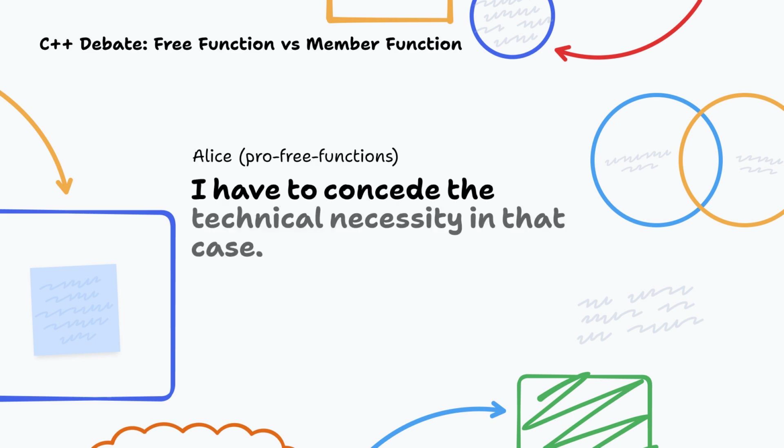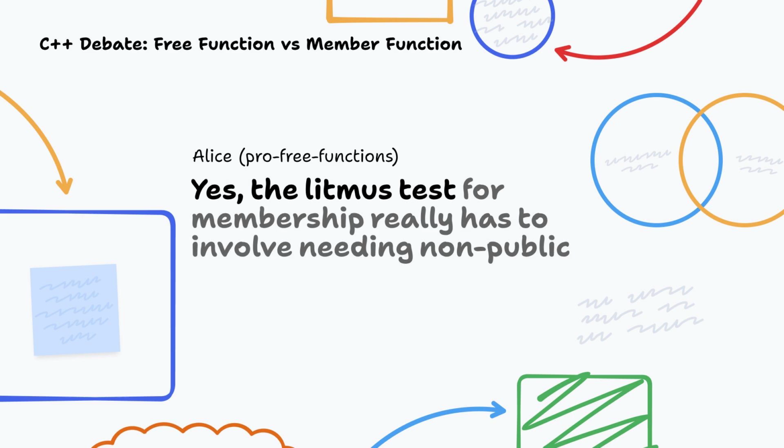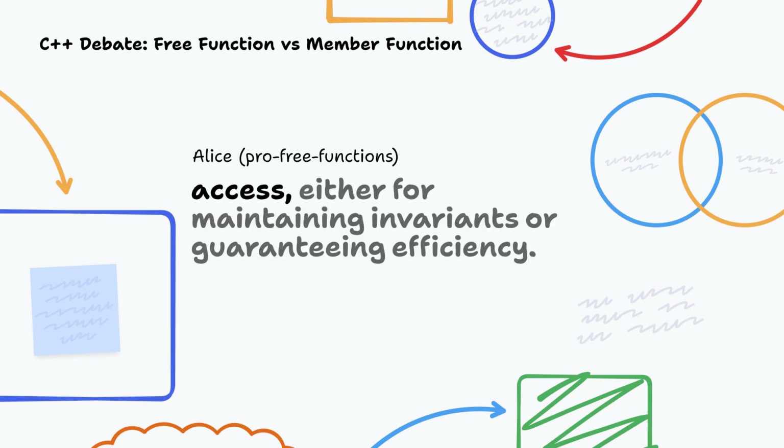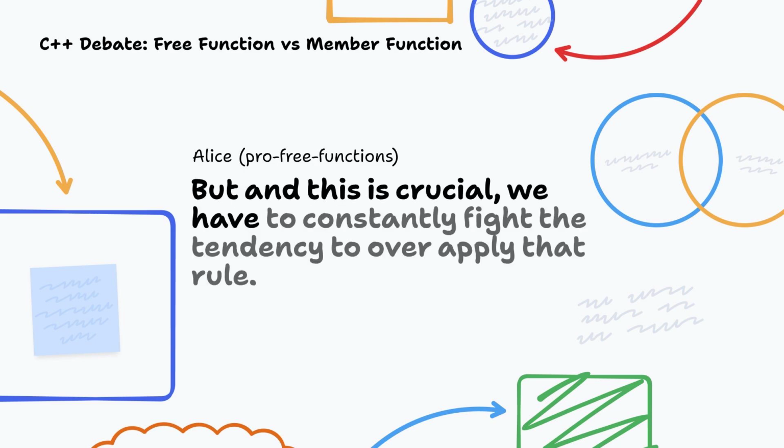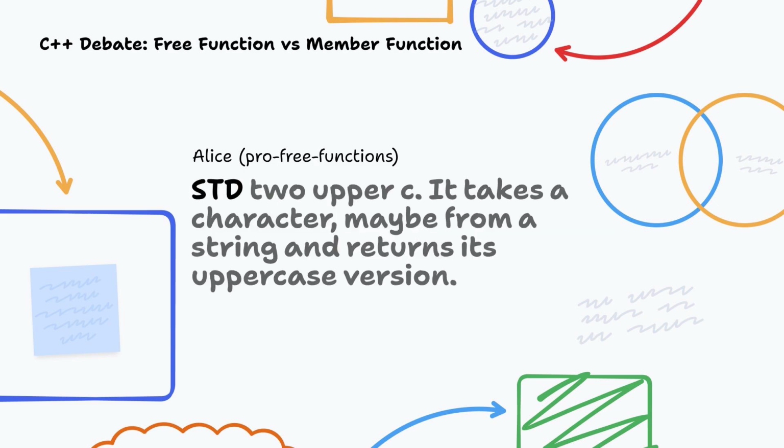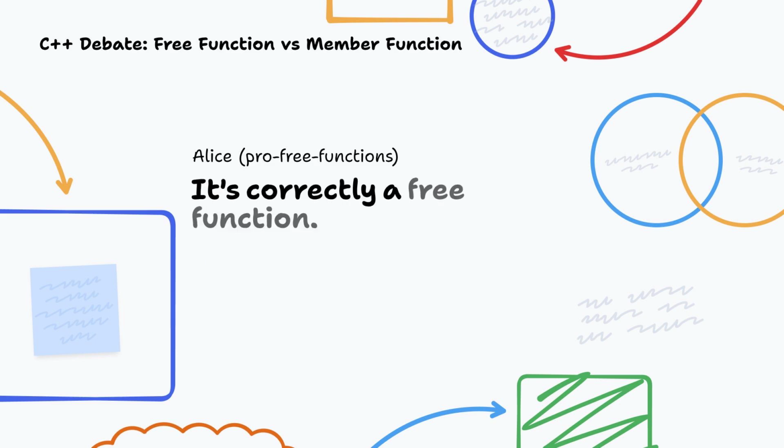I have to concede the technical necessity in that case, yes. The litmus test for membership really has to involve needing non-public access, either for maintaining invariants or guaranteeing efficiency. And this is crucial, we have to constantly fight the tendency to over-apply that rule. Look at the counterexample, std::toupper. It takes a character, maybe from a string, and returns its uppercase version. It's correctly a free function.